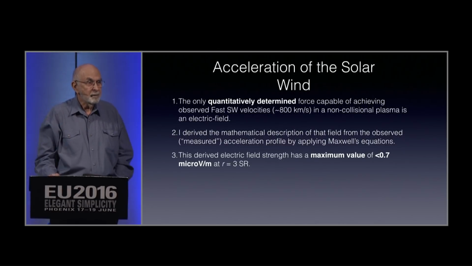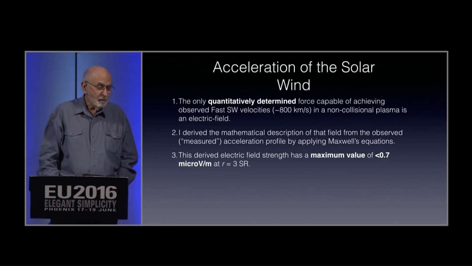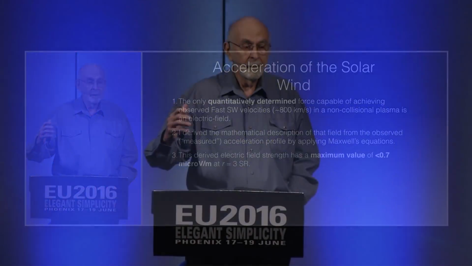Well, how strong does the electric field have to be? There's the answer. Less than 0.7 of a microvolt per meter at a distance of about 3 solar radii, at the end of the corona. 0.7 of a microvolt per meter. Monty, that's your next job. Find out whether or not a glow mode plasma can support an electric field of 0.7 of a microvolt per meter. If it can, that's the answer. Okay.